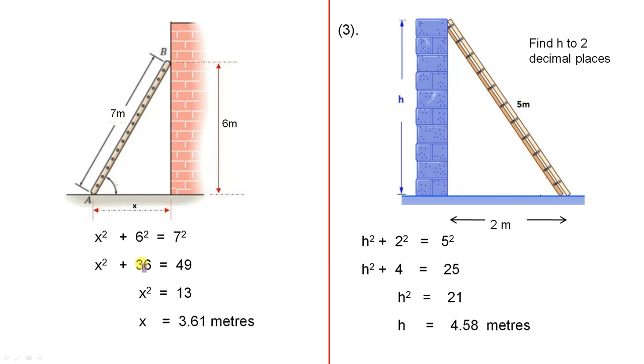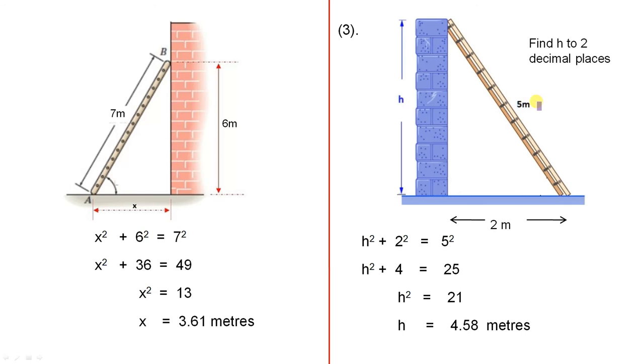x squared plus 36 equals 49. Subtract 36 from both sides, which gives us x squared is 13. So x is plus the square root of 13, which is 3.61 metres. And that's to 2 decimal places.